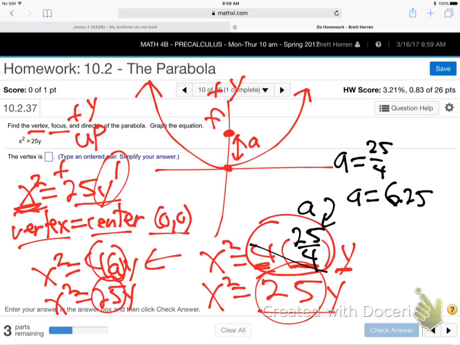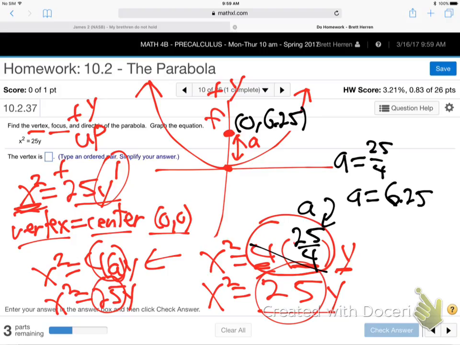And on a test, I don't care. Decimal, fraction, whatever. I'm happy with all of them. As long as it's right, I'm thrilled. So the focal point then is over 0, up 6.25, or 25 fourths. I don't know if Matthew still wants a fraction. They might want a fraction. Give them what they want on the test, I don't care. Is that good to there? So we're finding the focal point?